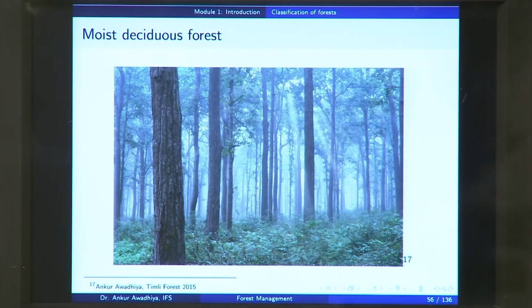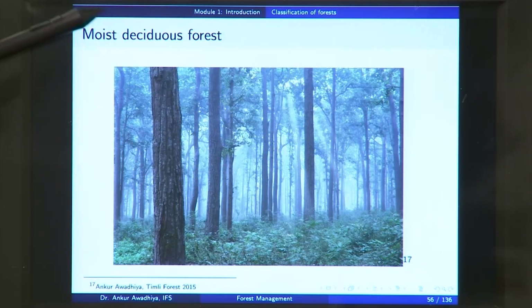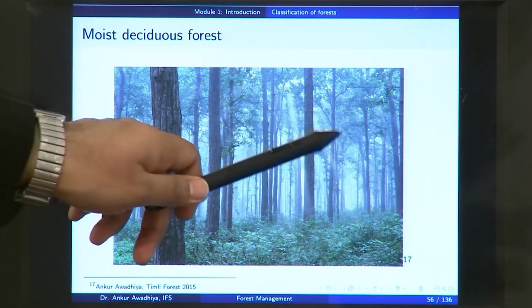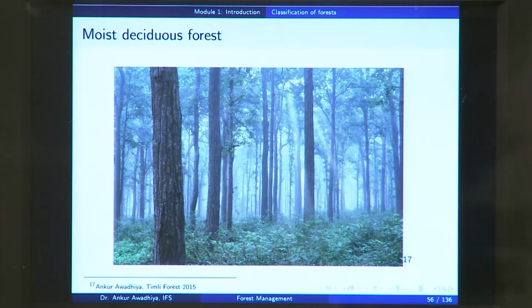This is what a moist deciduous forest will look like. This picture is taken from Timli, which is very close to Dehradun, and in this picture what we can see is that there are very tall sal trees. Because you have excess amount of moisture available, it can support a very dense vegetation. You can see that these trees are very close by. There is also a very good cover on the ground.